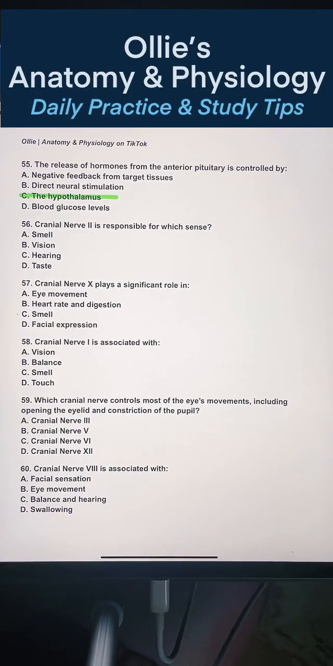But number 56, cranial nerve 2 is responsible for which sense?